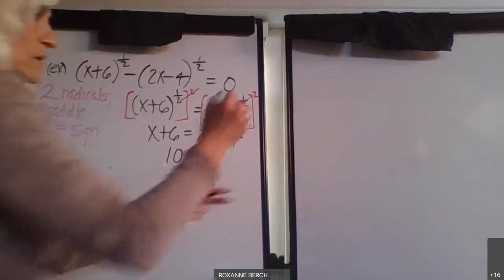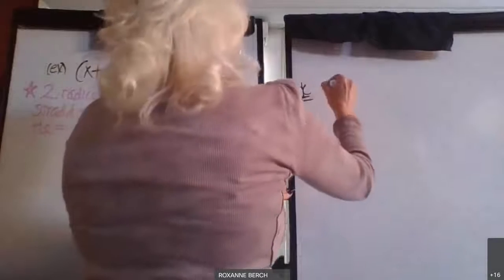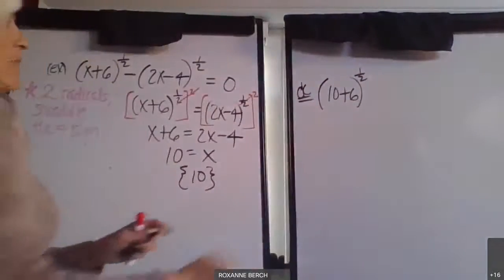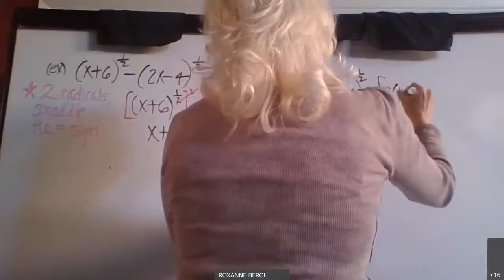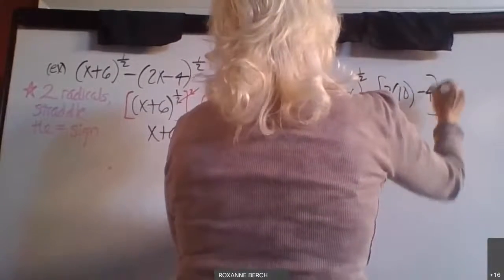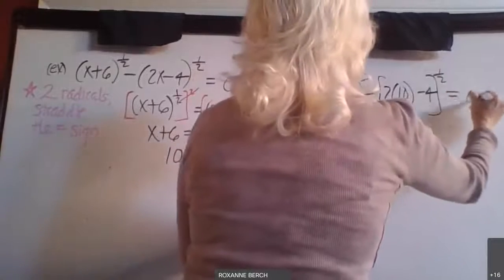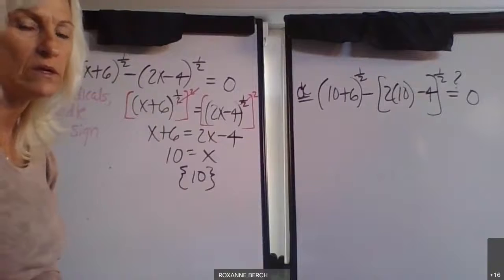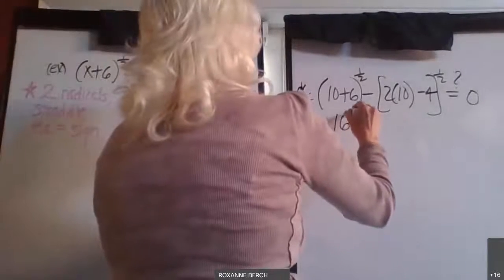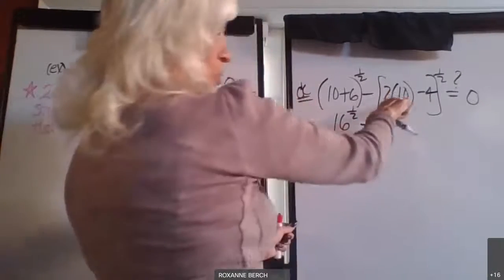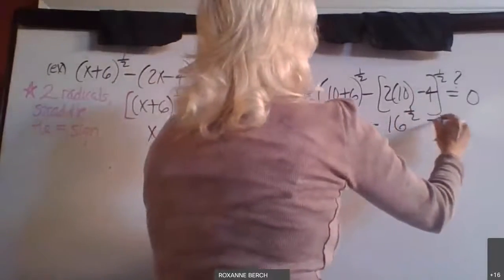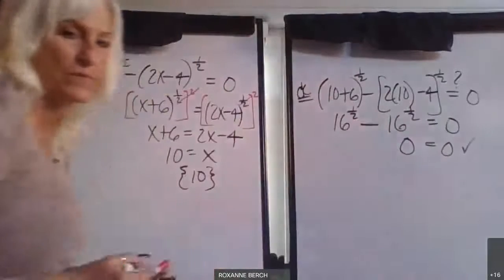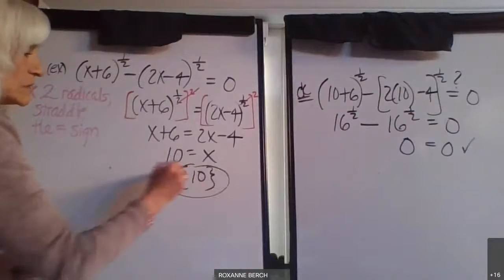So I'm going to check it. You got 10 plus 6 to the 1/2 minus 2 times 10 minus 4 to the 1/2. Does that equal 0? Do not change them to radicals. So this would be 16 to the 1/2 minus 20 minus 4 is 16 to the 1/2. Well, isn't anything minus itself 0? So this is a good answer.